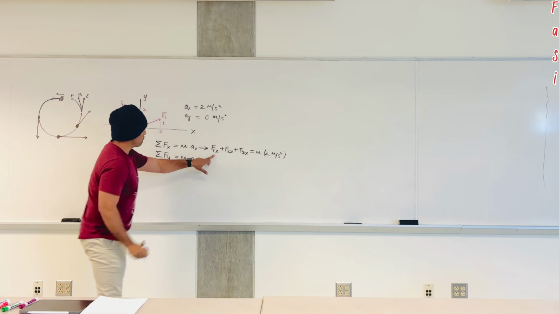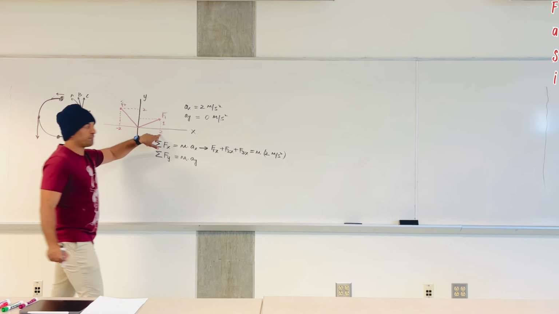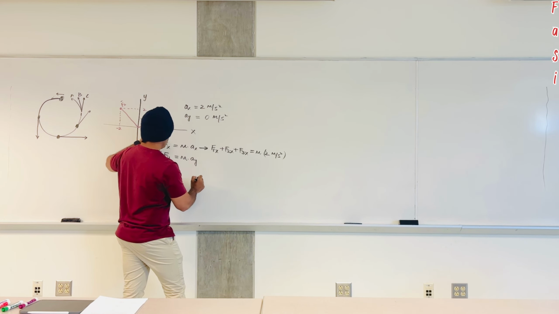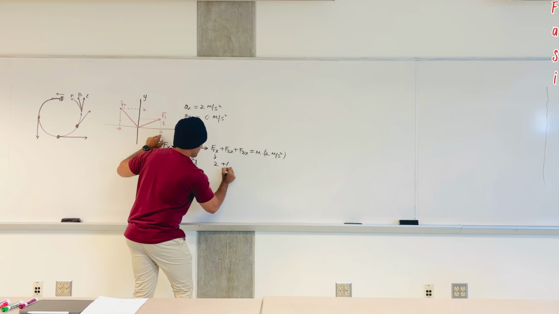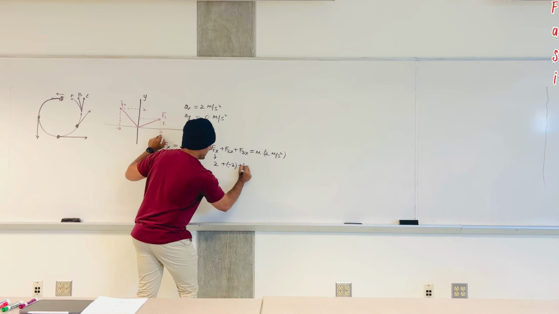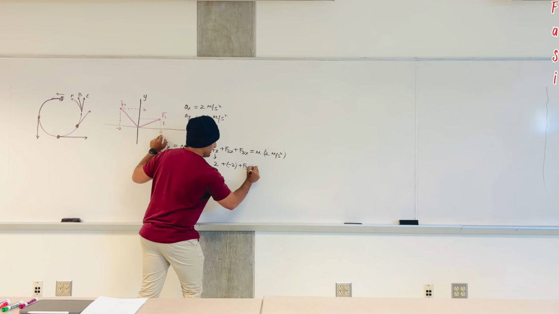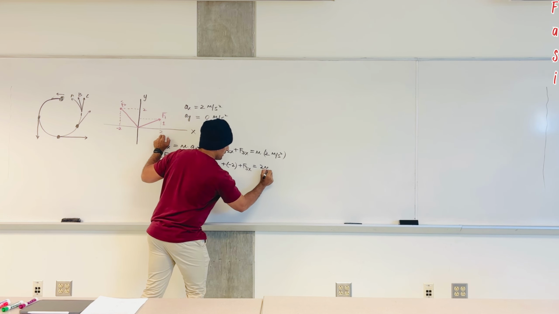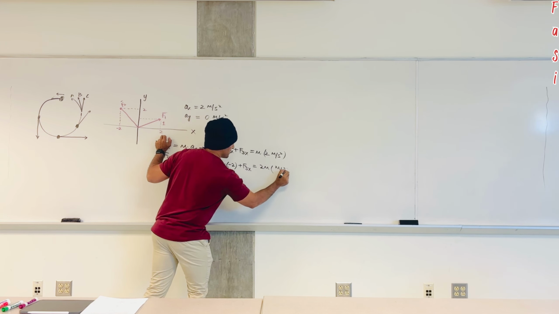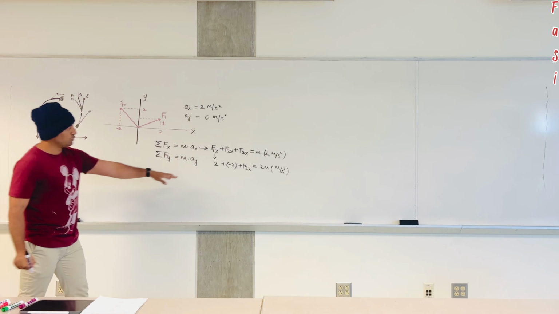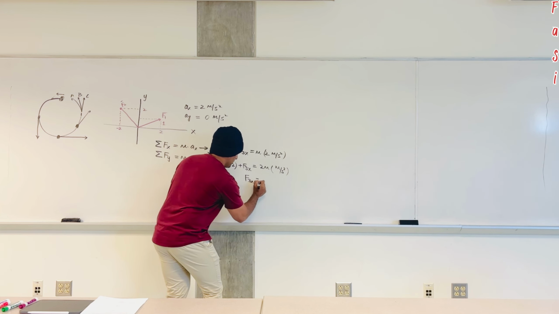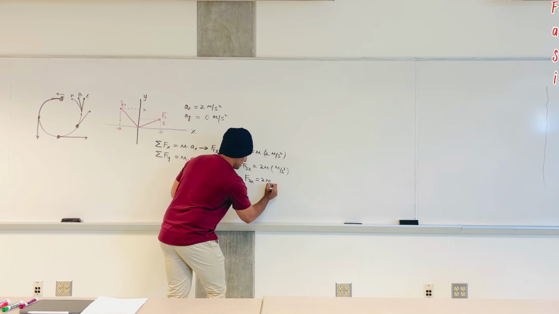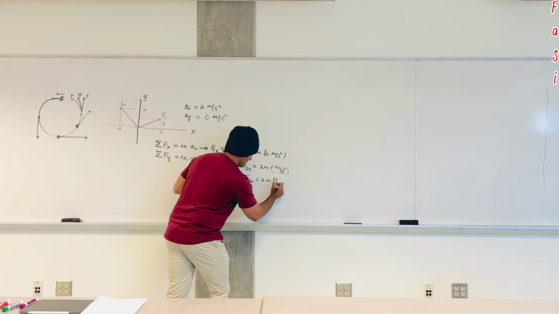So F1x is +2. F2x is -2, plus F3x, which is what we are going to find, equals 2m, and the units are meters per second square. So 2 minus 2 gives us 0, and so F3x we get immediately: this is 2m times meters per second square.